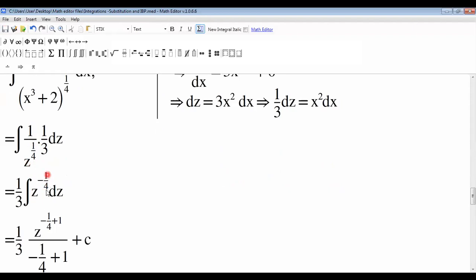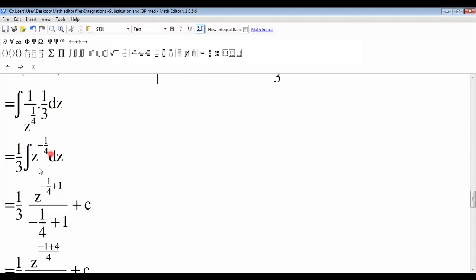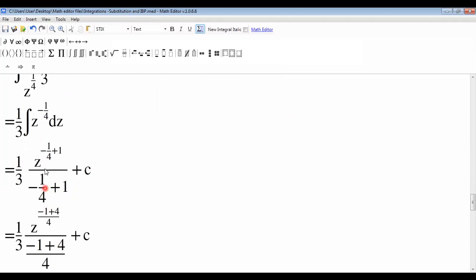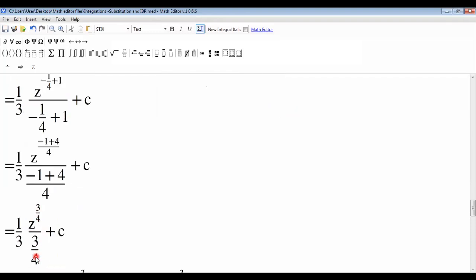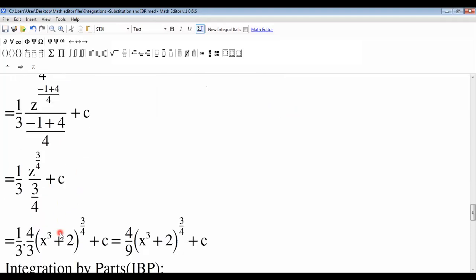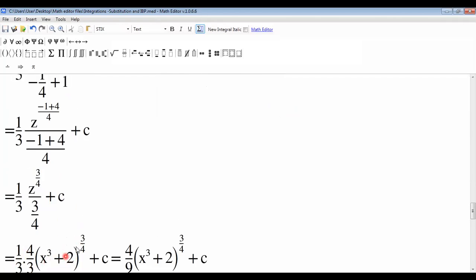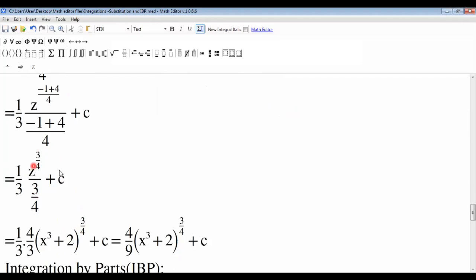Okay. By using the exponential formula, 1/3 is the constant, and using the power rule with respect to z, z to the power n plus 1 divided by n plus 1. Here n means what? Minus 1/4. So after taking LCM 4, we get (minus 1 plus 4)/4, then z to the power 3/4 divided by 3/4. Fraction divided by fraction, so after multiplication we get 1/3 into 4/3 (x cube plus 2) to the power 3/4, because z equals what? x cube plus 2. This is the result. Very easy for you. And this is actually the substitution process.